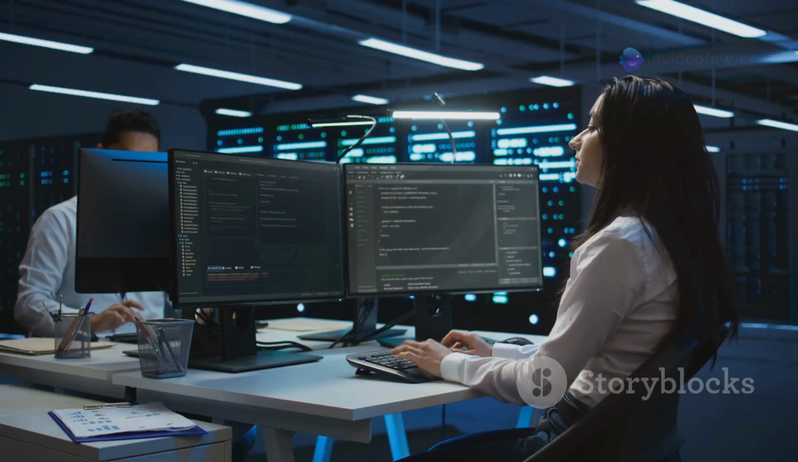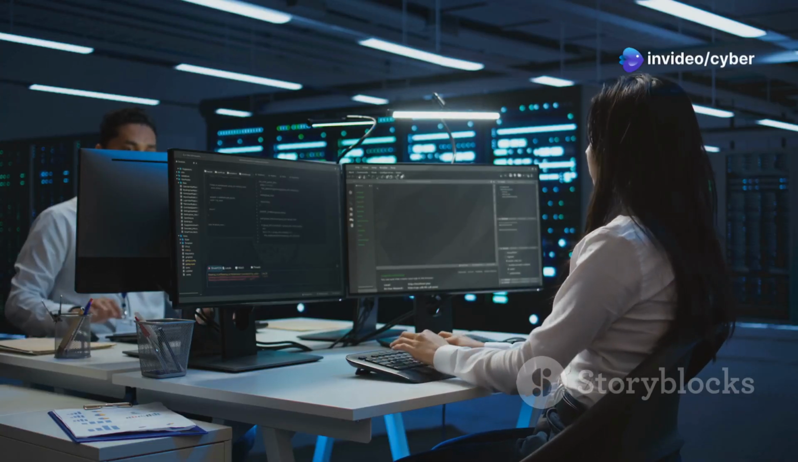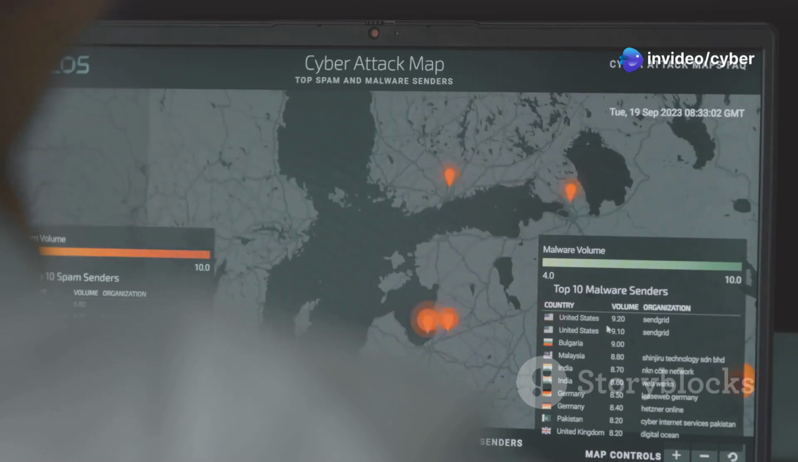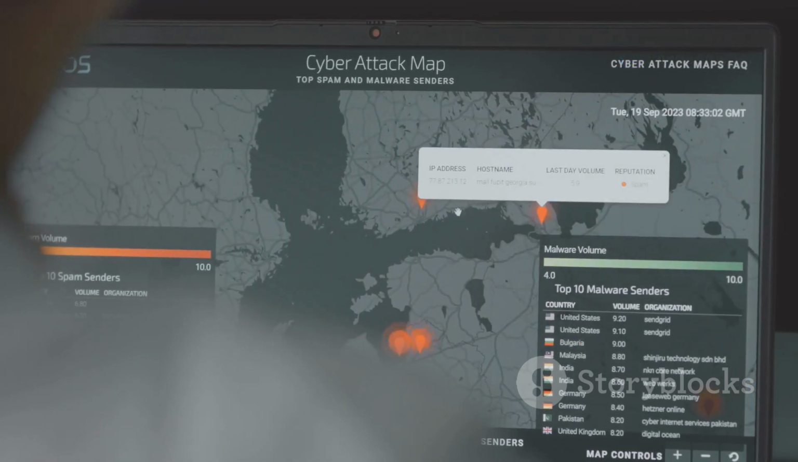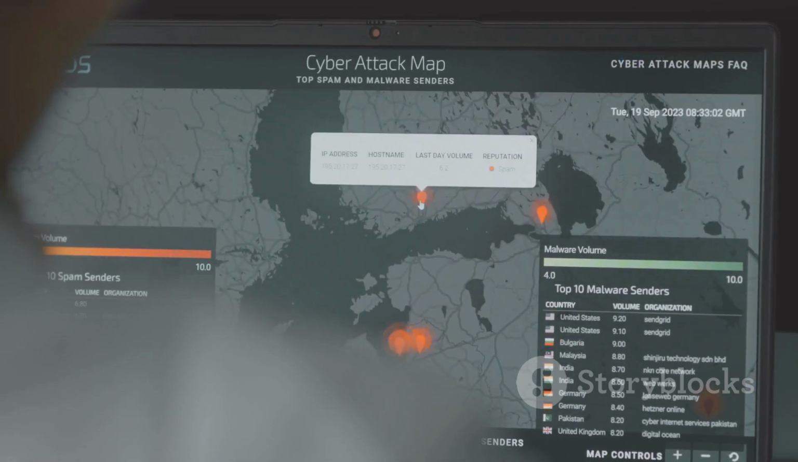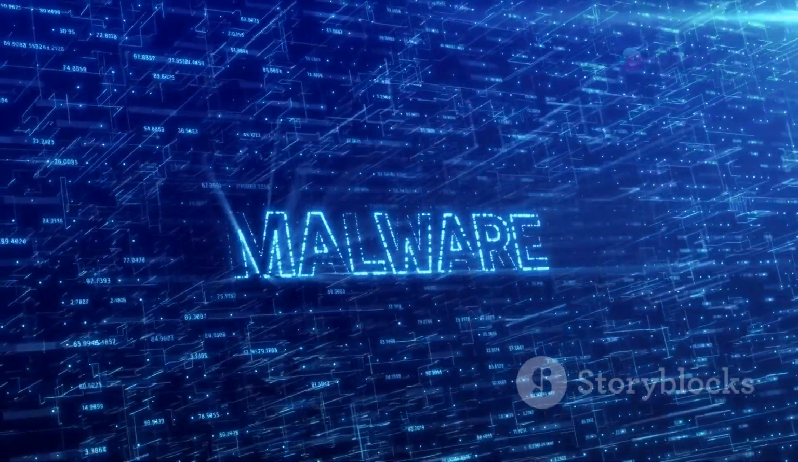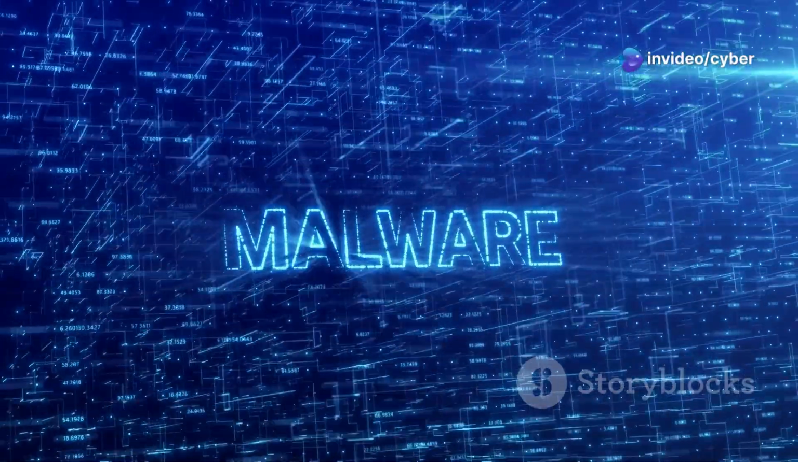This involves analyzing vast datasets of known and unknown malware samples. The goal is to identify patterns, anomalies, and characteristics that can be used to detect and neutralize threats. This proactive approach is crucial in today's threat landscape, where new and unknown malware emerges daily.